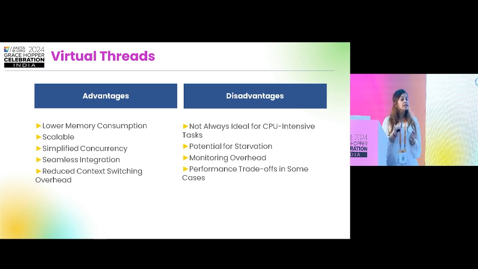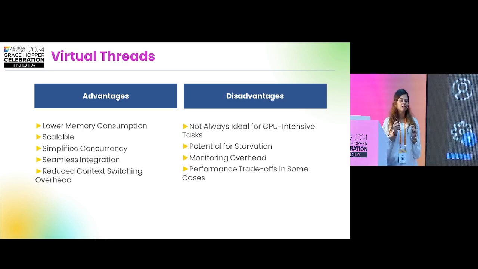But nothing comes for free. What's the problem? We are doing mounting and unmounting on a carrier thread. That means it can lead to the problem of starvation. How? If your carrier threads are limited, then my virtual threads cannot run that concurrently, and that will lead to the problem of throughput reduction as well.